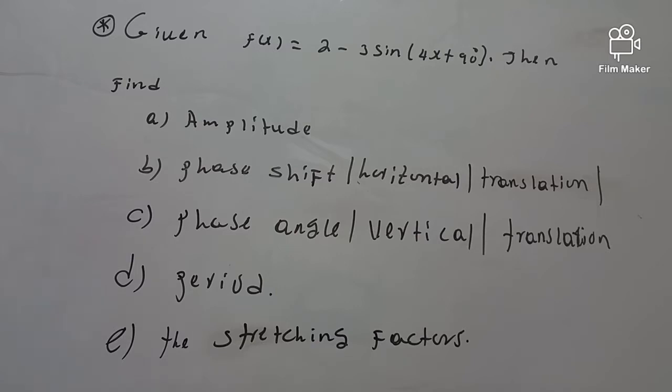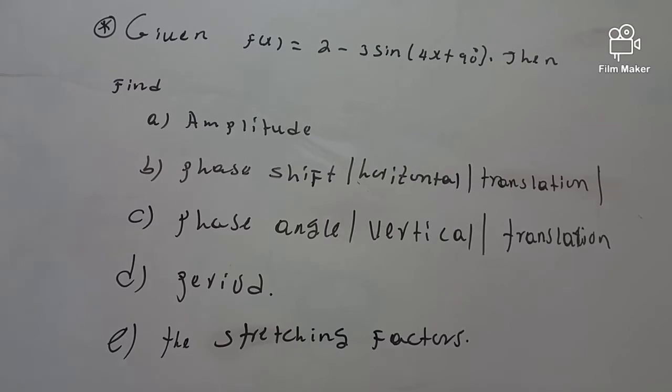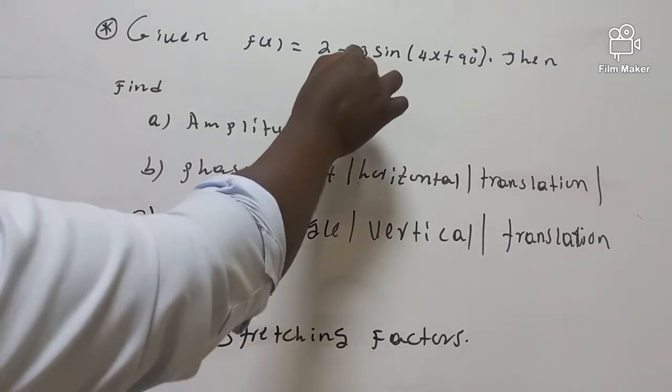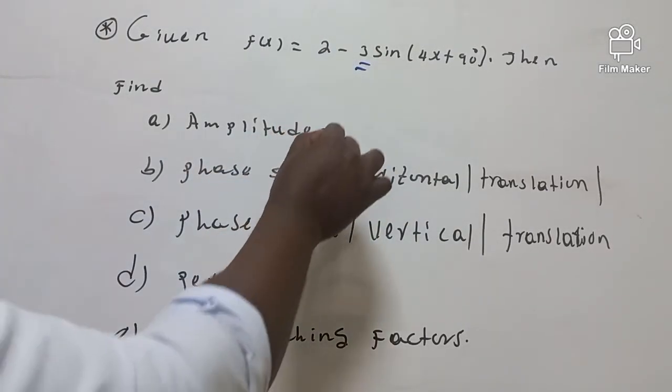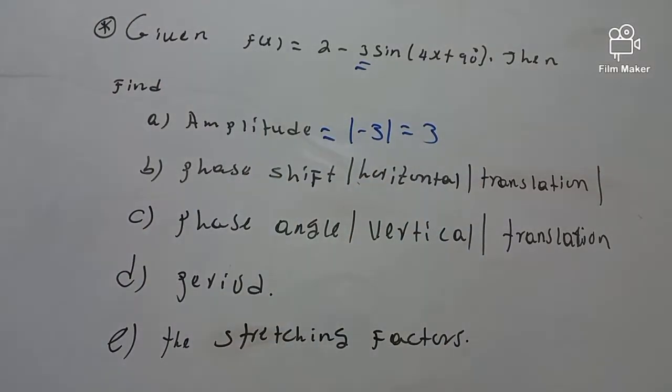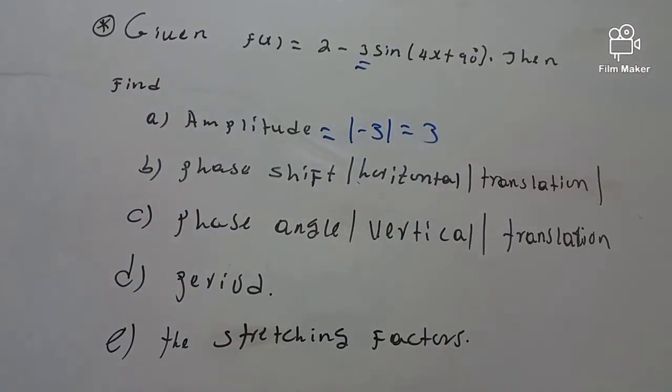So look, now here, what does amplitude mean? From this question, you can easily see the amplitude. An amplitude is always a positive real value that is simply the coefficient of sine of (4x plus 90). So the amplitude for this problem is the absolute value of negative 3, which is 3. This is what an amplitude is.